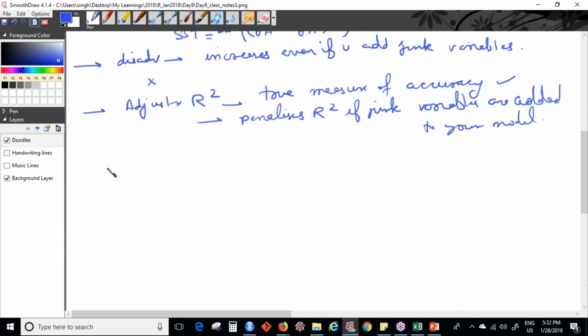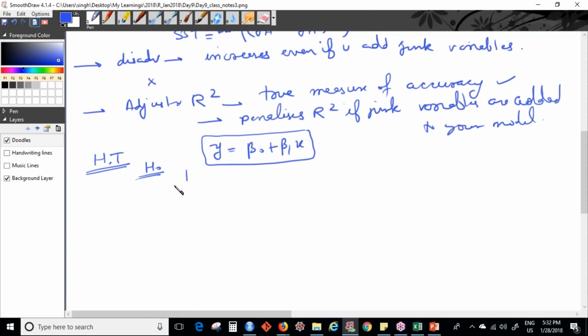Then what else did we see? We saw the hypothesis test in the output of a linear regression model. In the hypothesis test, let's say you build a model y is equal to beta naught plus beta 1 x. Your null hypothesis is that beta 1 is equal to 0. That means the variable x is not helping your model. It is a junk variable, it is not useful to predict y. That is your null hypothesis. Your alternative hypothesis is that beta 1 is not equal to 0.